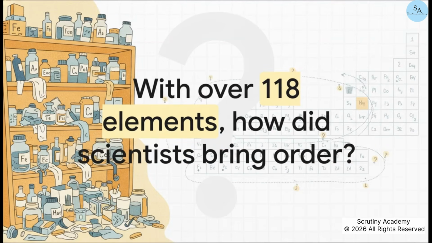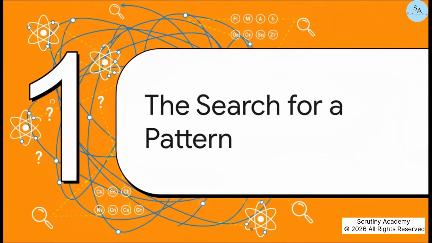Just imagine walking into a huge pharmacy to find one specific medicine, but everything is just thrown on the shelves randomly. It'd be impossible, right? Well, that's kind of the problem scientists had with all the elements. They desperately needed a system, a way to classify everything to make it make sense. And that challenge led to one of the greatest achievements in all of science. So, where did this all start? This massive organization project? It all began with a hunt for some kind of hidden pattern among the elements. Let's check out the first few attempts.